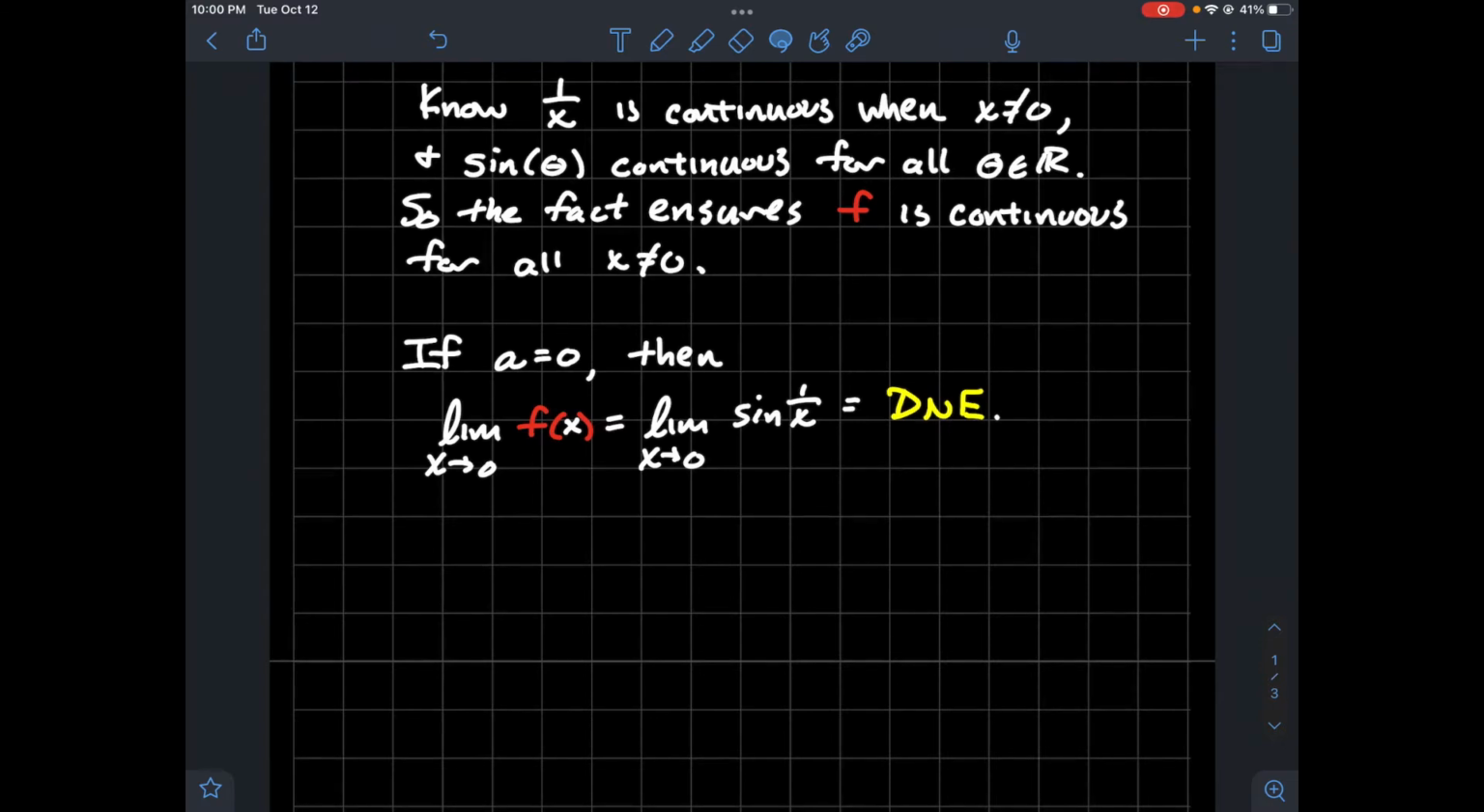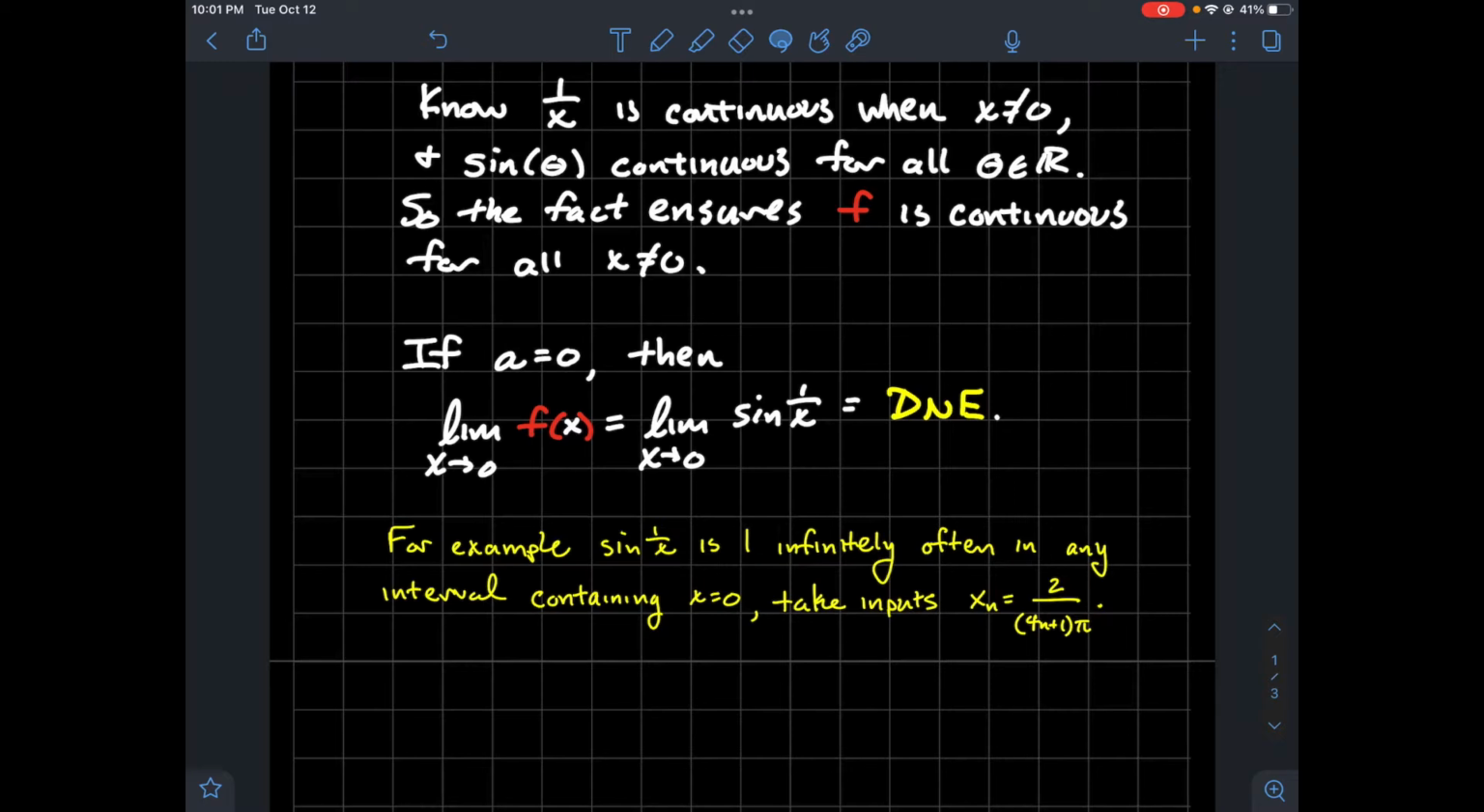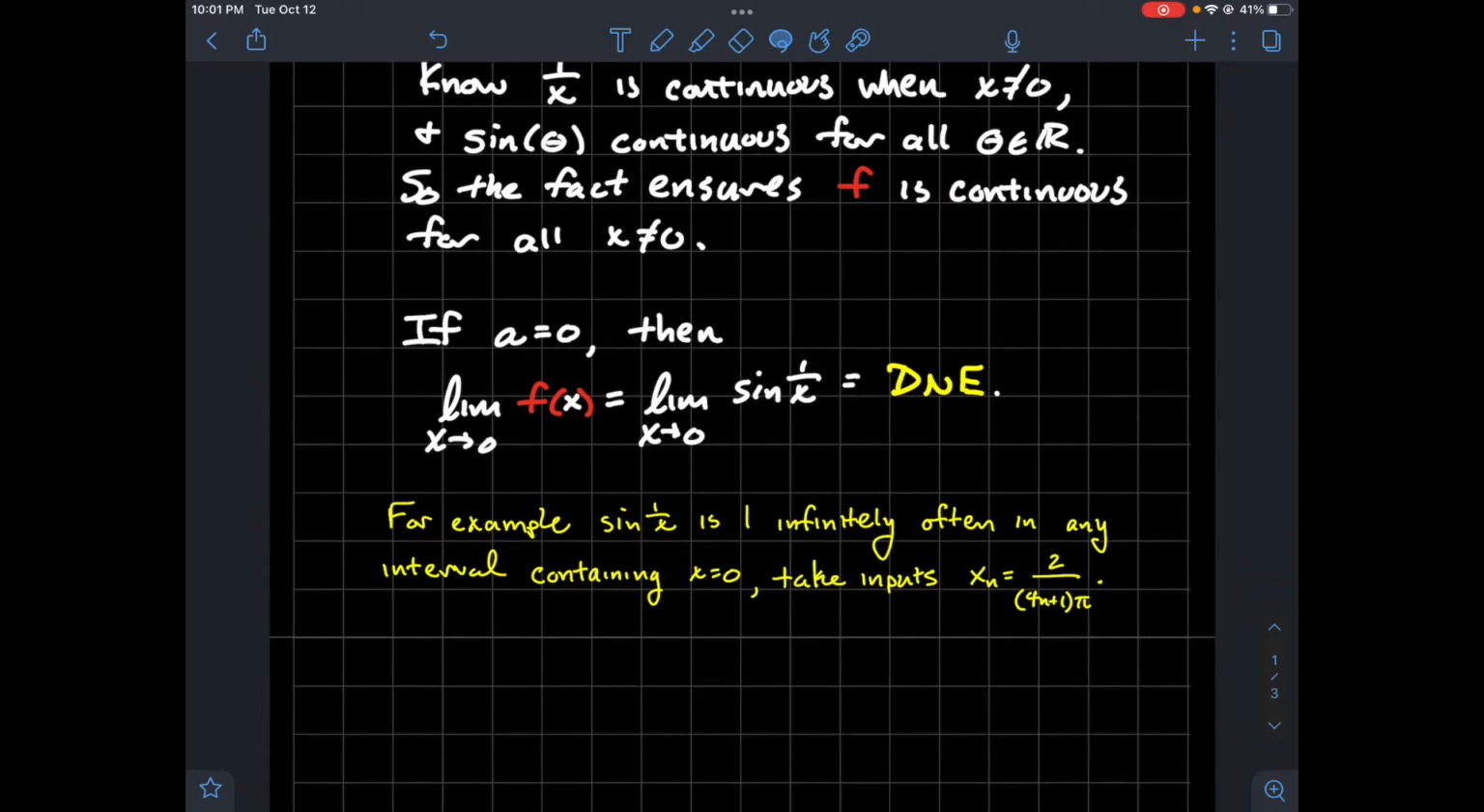So how you might see that a little bit more rigorously is, I need to identify maybe two sequences of inputs that get close to 0, right? And that's the x value I care about getting close to, but such that the outputs are, say, never within 1/2 of each other, right? So for example, sine of 1 over x is 1 infinitely often in any interval containing x equals 0. And to demonstrate that, I can take the sequence of inputs 2 divided by (4n plus 1) times pi.